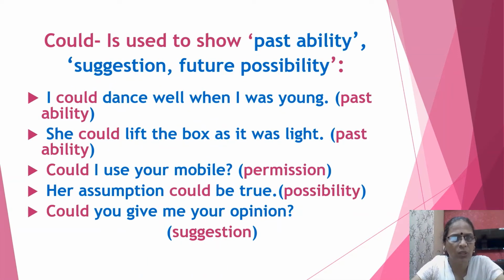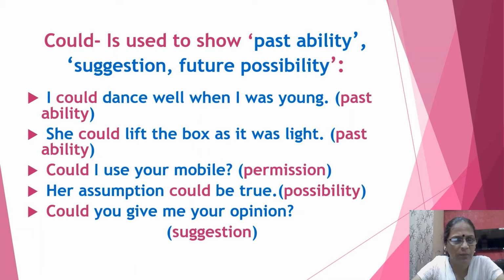Now our next modal auxiliary is could. Could is used to show past ability, suggestion, future possibility, etc. Means if something is done with ability in past, then could modal auxiliary is used. I could dance well when I was young. In this example, could modal auxiliary is used as past ability, means when I was young I could dance well, so it shows past ability.